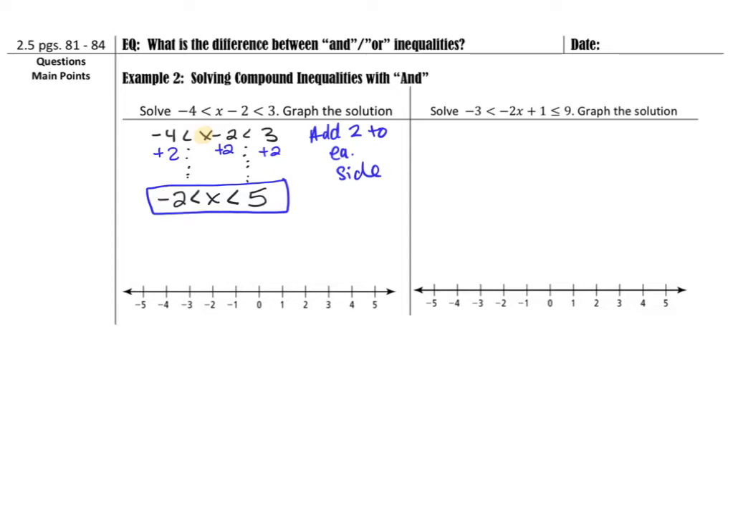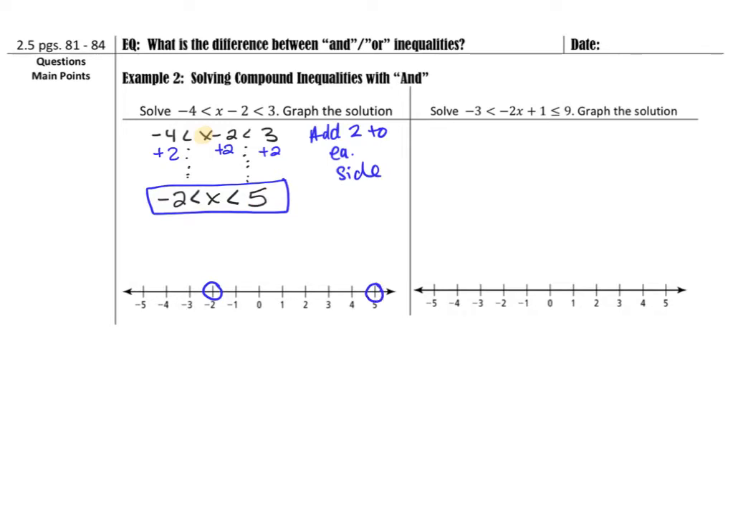So now we're going to graph it. So x is going to be in between -2 and 5. So I don't have any or equal to lines underneath. So that means I'm going to have an open circle on -2. So let's go ahead and do that. Open circle on -2. And then an open circle on 5.